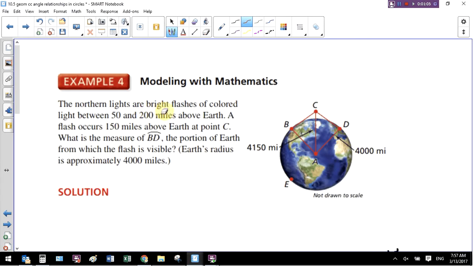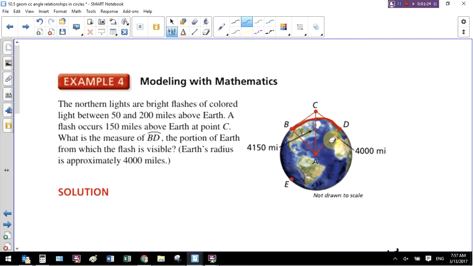Okay, so the northern lights are bright flashes of colored light between 50 and 200 miles above Earth. A flash occurs 150 miles above Earth at point C. What is the measure of BD? So we want to know what this whole arc right here is. A portion of the Earth from the flash is visible. Earth's radius is approximately 4,000 miles.